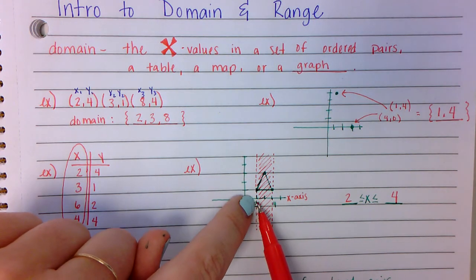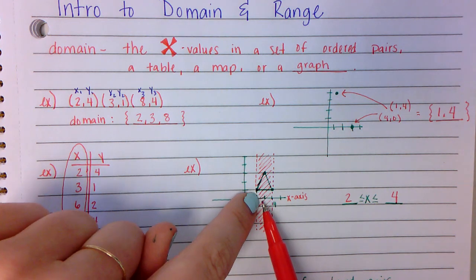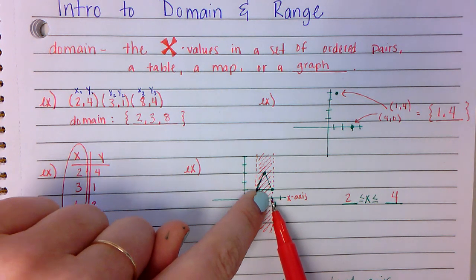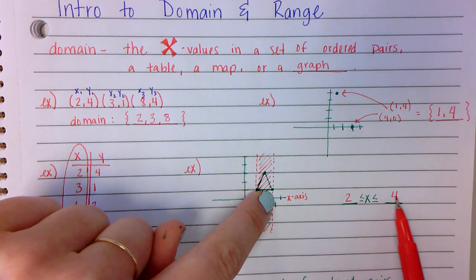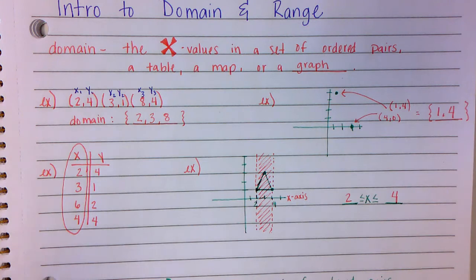So anything bigger than 2, like 2, 2.1, 2.2, 2.3, 2.4, 2.5, all the way up to 3, all the way up to 4, but nothing bigger than 4. It has to be less than 4, but bigger than 2. So anywhere in there, you'll find the shape. And so that's an interval.